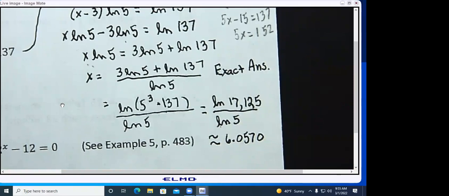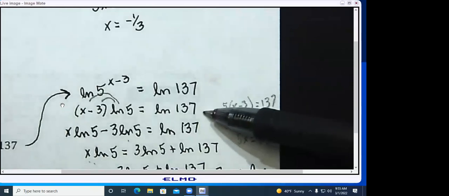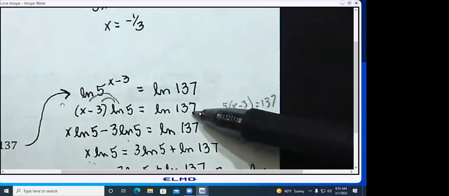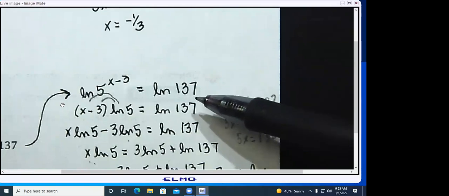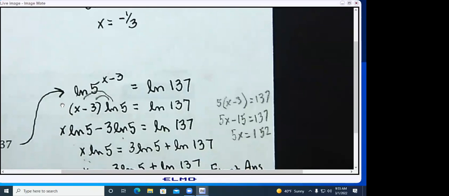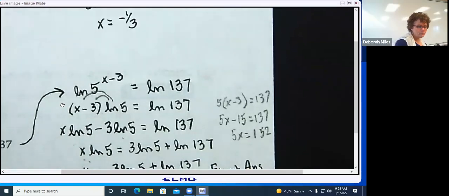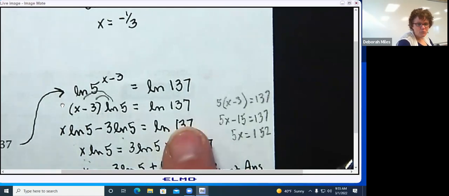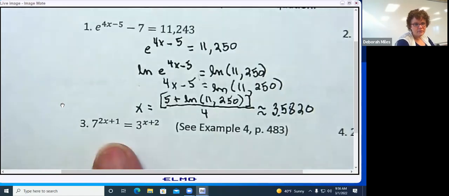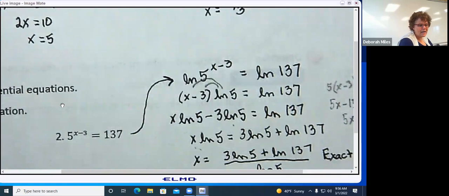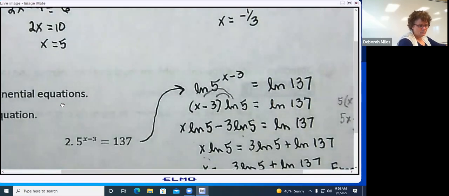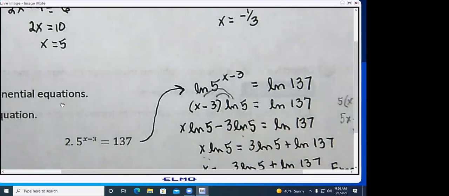I have one quick question. In the second step where it's x minus 3 times ln 5, before we distribute, while I was waiting, I just divided ln 137 by ln 5, and then I added 3 to that, and I got the same answer. Yes, you could absolutely do that. That's perfectly fine. I think that would be a little bit harder to do on this next one, but it would absolutely work on this one. On the next one, I'll tell you why it would be a little bit harder. What you did was perfectly legal.